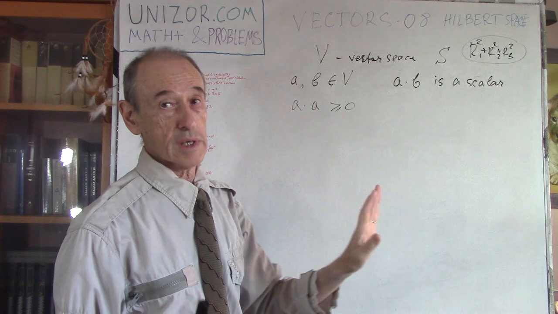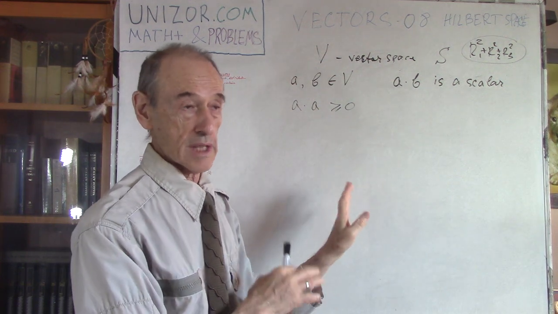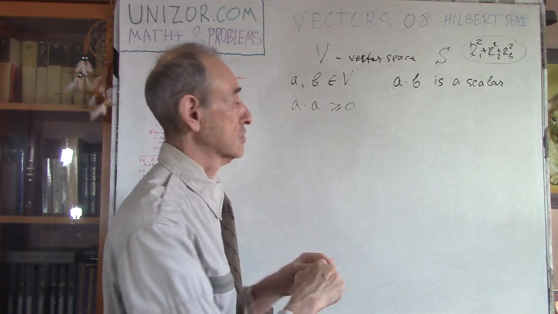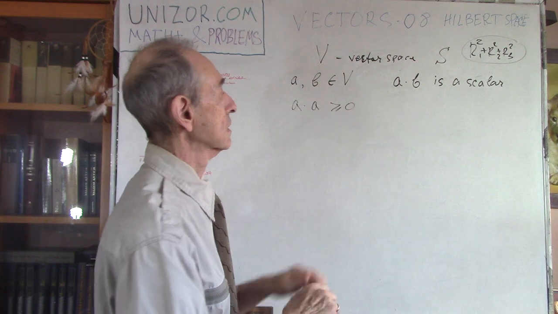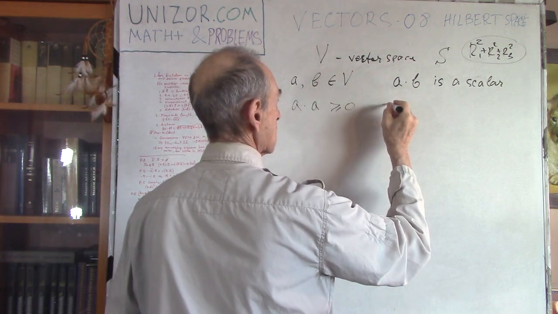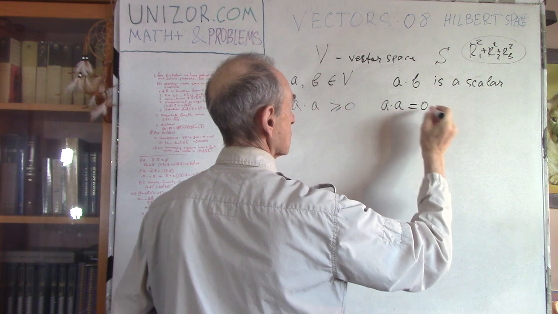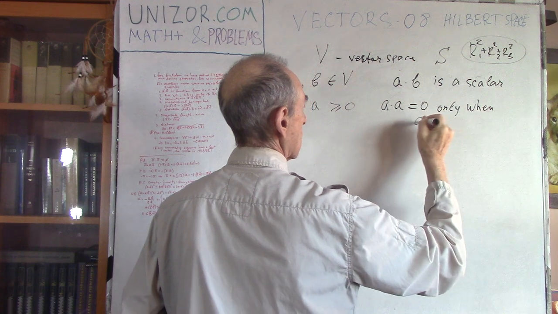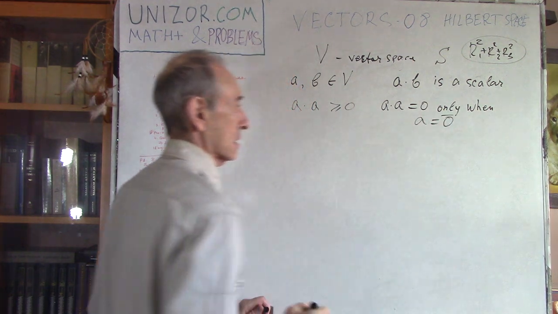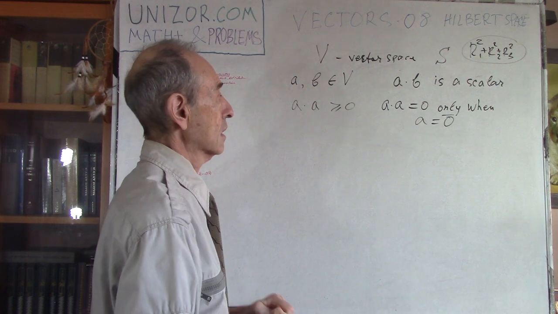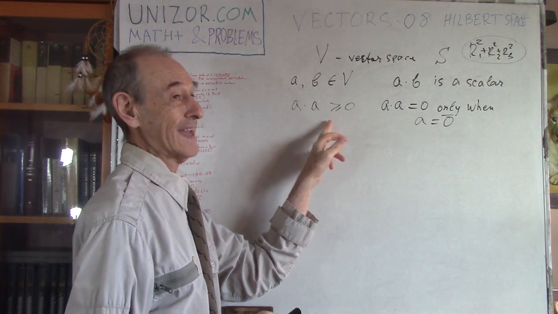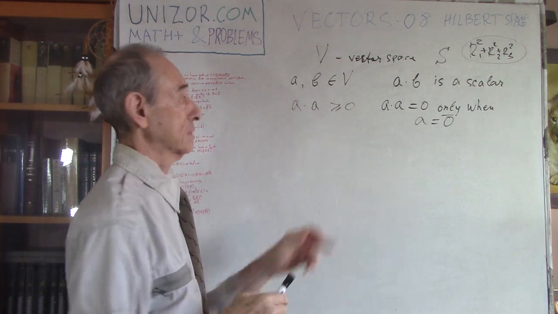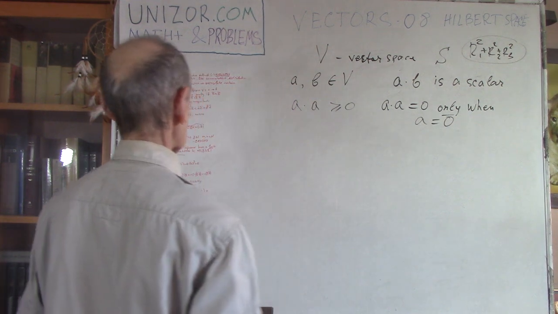Now, null vector was already defined, by the way, in the previous lecture, as the one which, if you add to any other vector, will not change that vector. So what I'm saying is that A times A is equal to zero only when A is the null vector. So null vector will give you zero. Any non-null vector will not give you zero. It will be a positive number then.